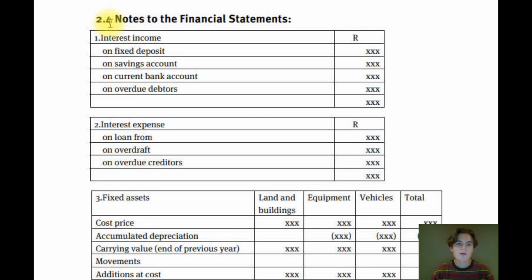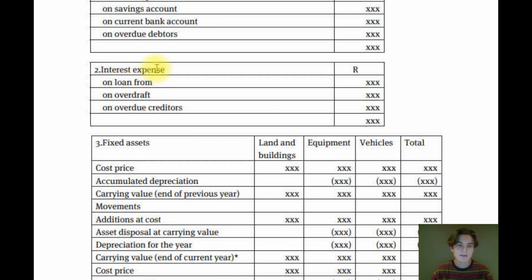Now we will look at the layout of the notes to the financial statements. So the first note is interest income, and this will be found in your income statement, or transferred across to your income statement if you like. So this is all interest that is earned on fixed deposits, or saving accounts, or bank accounts. And basically you just total this amount up, and then you'll get your total number, and you will put this into your income statement. The next note we have is the interest expense note. This is the exact opposite of the interest income note. So this is interest that we have to pay on loans or on overdrafts. And this amount is also found in the income statement and transferred across.